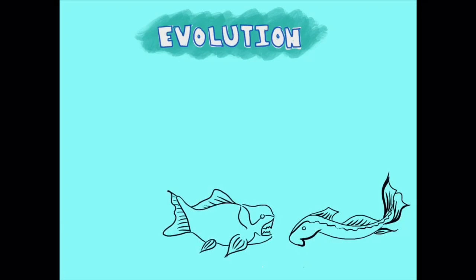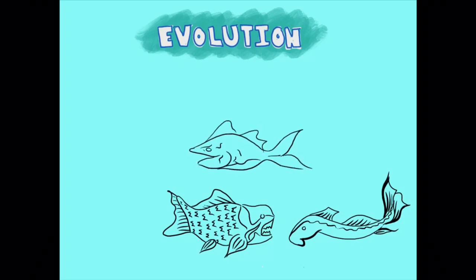First up, evolution. The first fishes arose around 520 million years ago during the Cambrian period. They lacked developed fins, dermal bone coverings, as well as jaws. These jawless fishes were called cyclostomes.